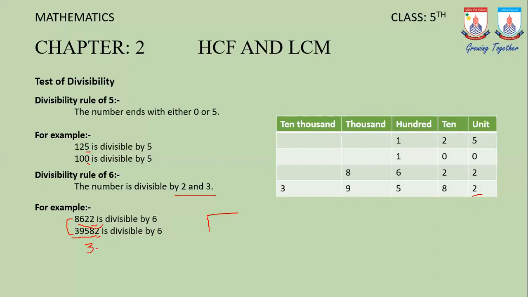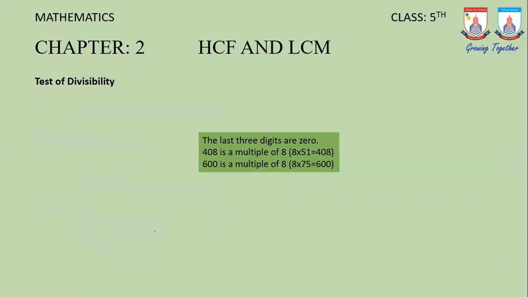The sum of the digits is 3 plus 9 plus 5 plus 8 plus 2: 10, 19, 24, 27, which is equal to 27. Now we know that 27 is divisible by 3. So we can say that the original number 39,582 is also divisible by 6.